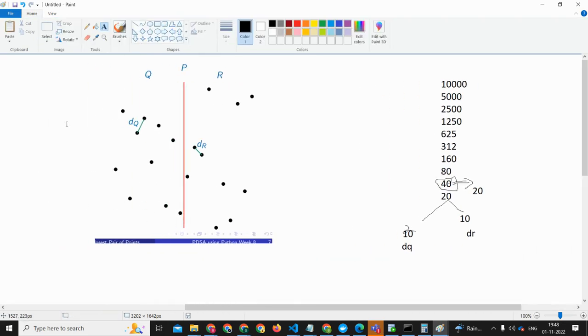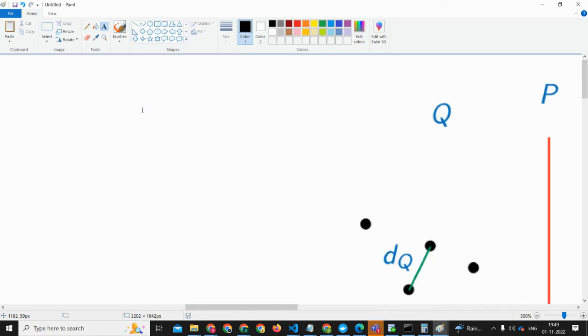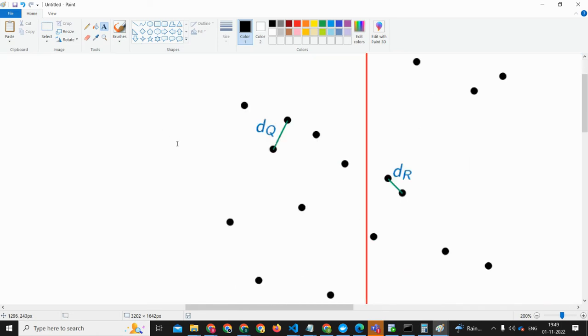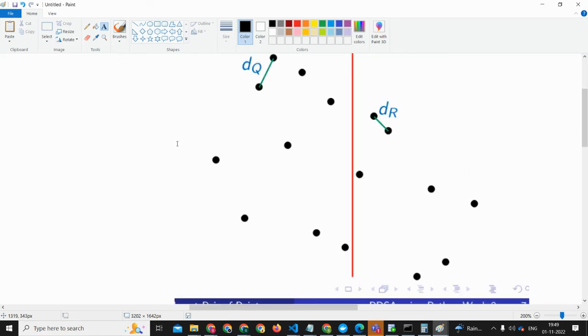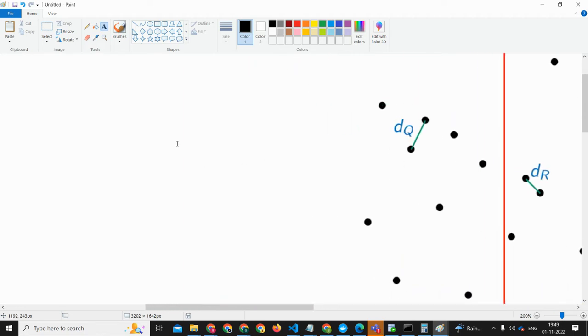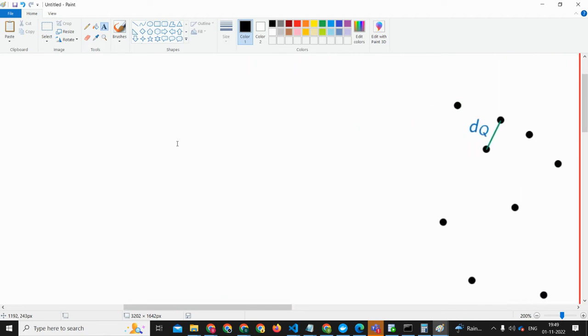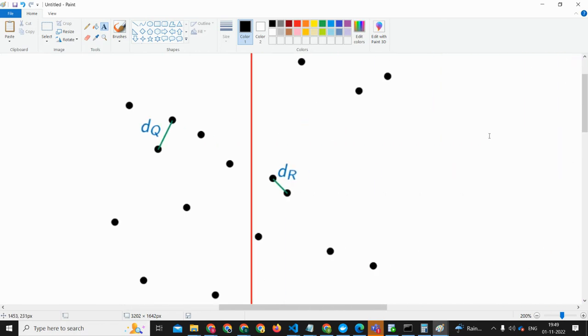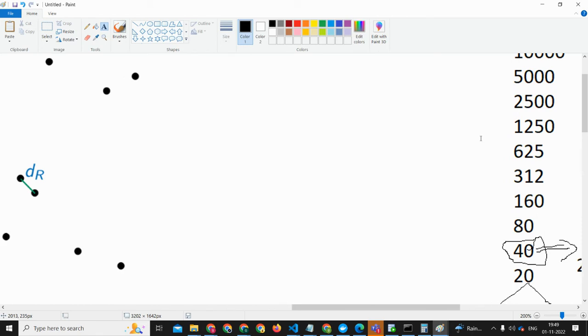The minimum distance DQ is nothing but the minimum only for the 10 points. If we consider only these 10 points as the global set, this is the minimum one. Similarly, DR is nothing but the minimum only for the right hand side 10 points. Correct?